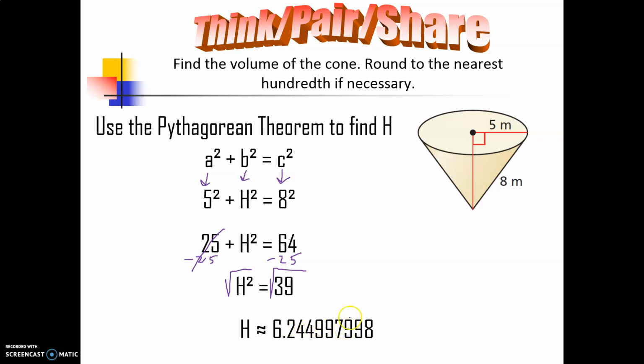6.244997998. As I've mentioned before, you can leave the height as radical 39 temporarily. So if you want to plug this in as your height, that will prevent you from having to round anything and making any rounding errors, because if you do decide to round too early and make it 6.2, your final answer is going to be noticeably different from mine. So if you want to be safe, go with radical 39 or just type this whole entire value out in your calculator, whatever is easier.